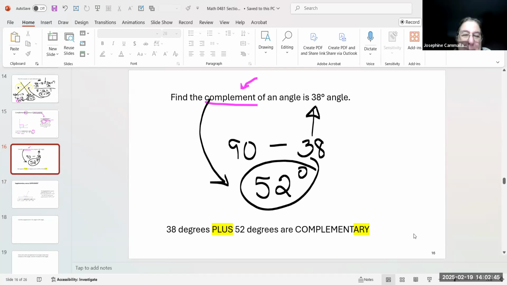But the complement of the angle 38 degrees is 52. Notice the difference. If you don't know what the word complement is, looking at that statement, find the complement of an angle that is 38 degrees, you're not going to get anything. You don't know what to do. You can look at the question all day long. You got to know what the vocabulary word means.